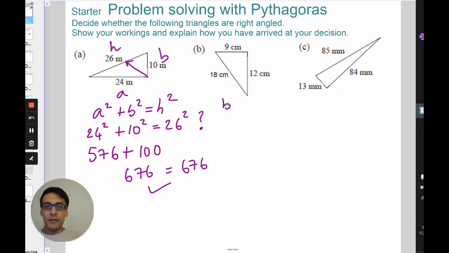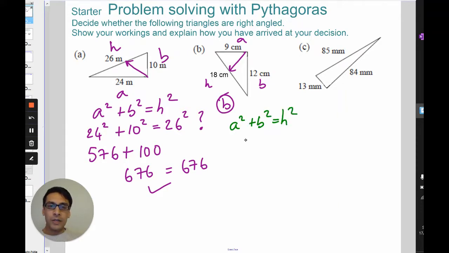Okay, so then question B. So you should have done this by now. If not, pause the video. So we can see this is the hypotenuse. And then this is A and B. Or you might have A and B the other way around. So I can see from there that A squared plus B squared equals H squared. So 9 squared plus 12 squared equals, well, let's work this out first. So 9 squared plus 12 squared equals 225.